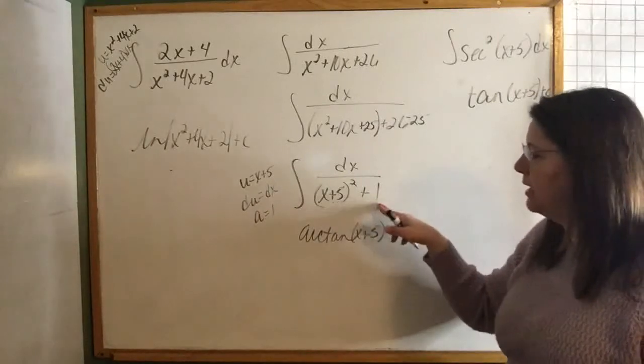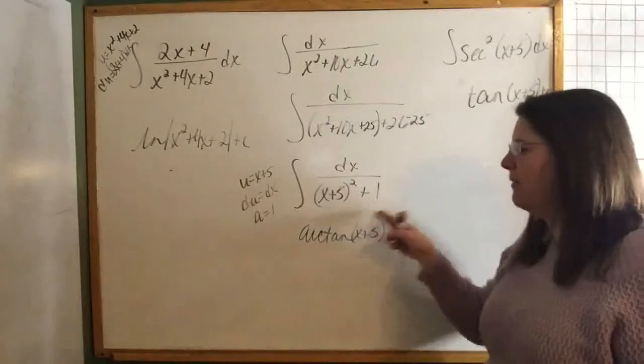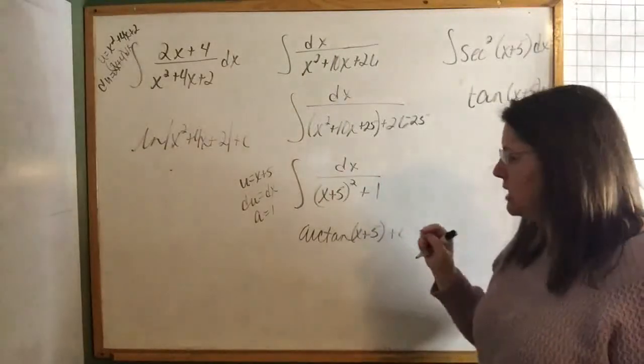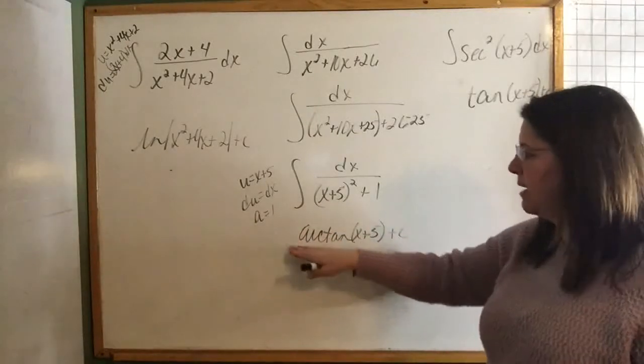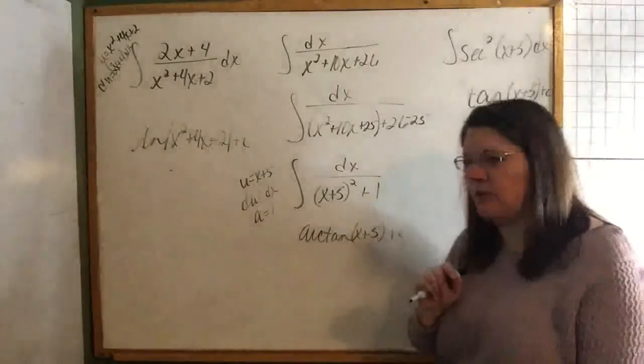So my a is 1, my u is x plus 5, so that makes du dx. So we have an inverse trig function here, arctangent. So we would have 1 over a, which is 1, times arctangent of the u part, x plus 5, plus c, to finish that one off.